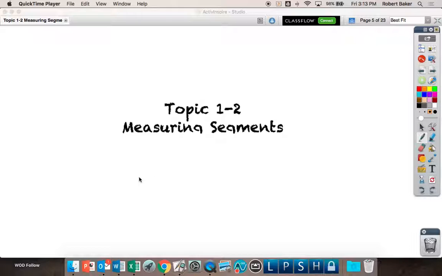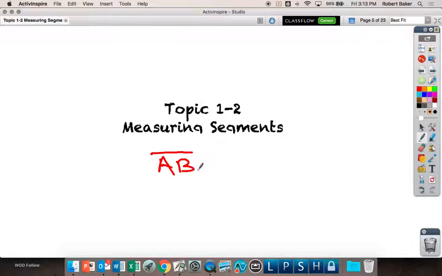A segment is part of a line. We're actually going to measure parts of lines. The biggest issue that we're going to have all day today is this. Are those two things the same or are they different? They are absolutely different. This is a picture. It looks like this.